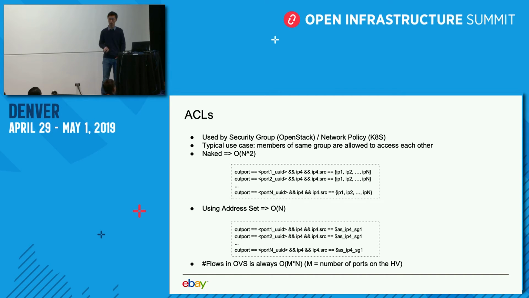For each hypervisor, it has to represent one rule for one output port, and in each rule, you have to explicitly write out all the IP addresses. This is a big O(n squared) problem. Then address sets were introduced in OVN, which alleviates that problem. It becomes big O(n) from the CMS perspective. But the number of flows in OVS is still big O(m multiplied by n), where m is the number of ports on a hypervisor, and n is the number of ports in the group.